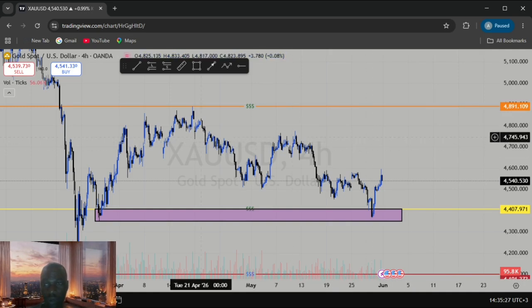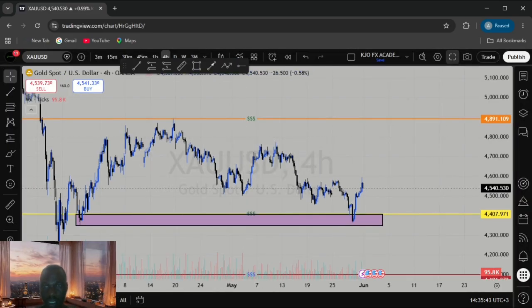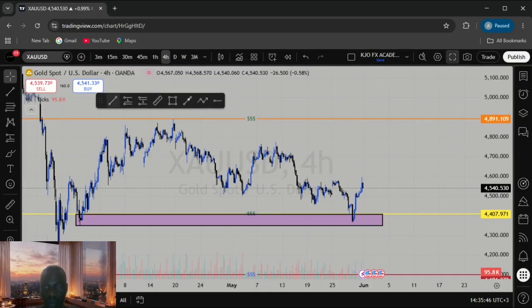So how could we do our top down analysis? Our top down analysis, we always begin with the weekly time frame or the monthly time frame. So maybe here, we shall begin with the monthly time frame. Why are we beginning with the monthly time frame? Because the month ended this week. Remember, next week we are beginning a new month.